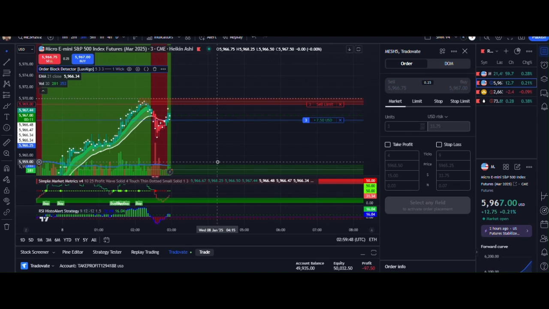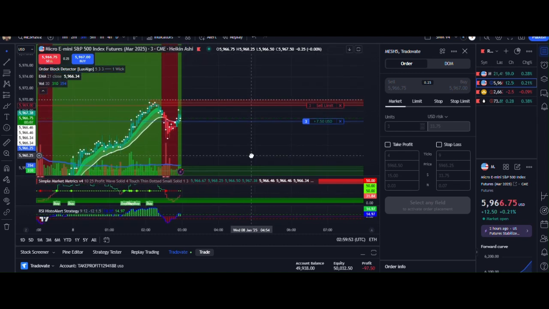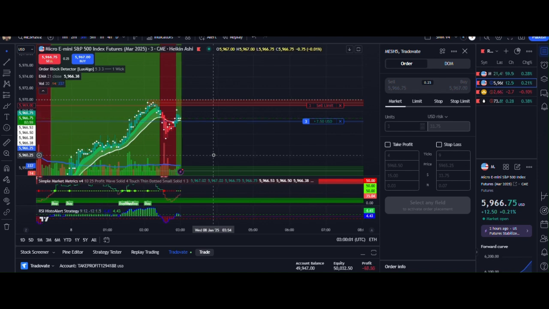Traders, tonight I want to go through a couple things with the simple market metrics that I have come to find work pretty well for me. This will show a little bit of how I use it, some of the things I look for, and some of the things I've done to make it work well for me.